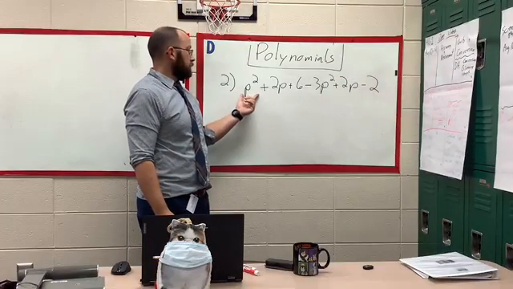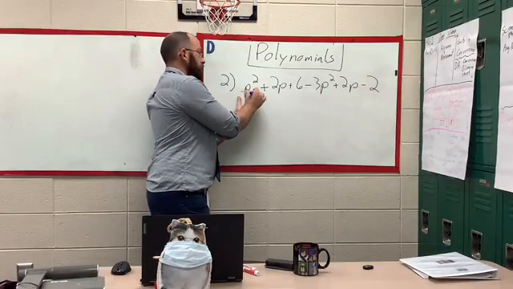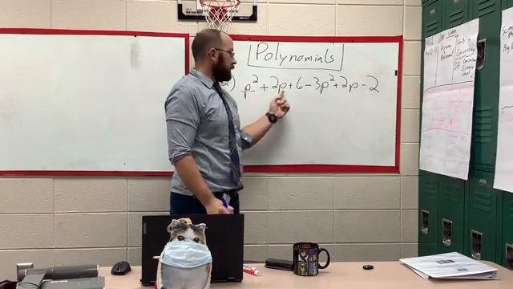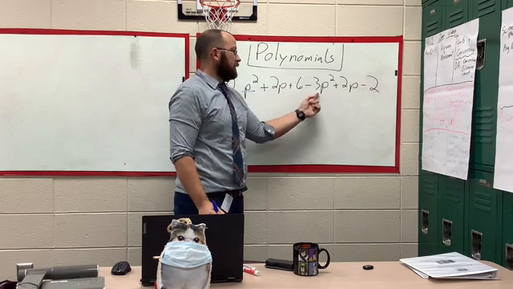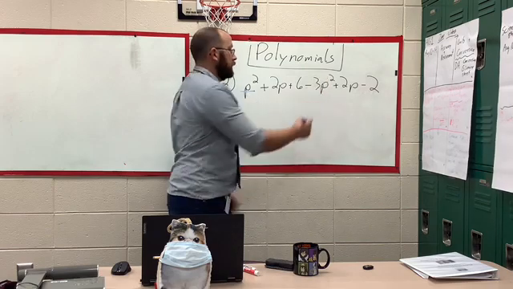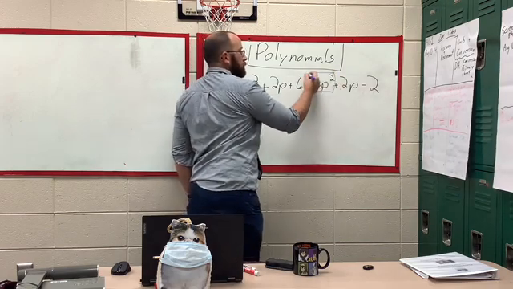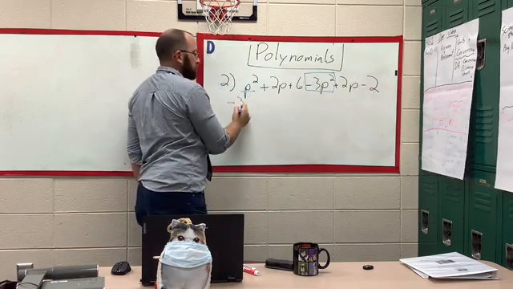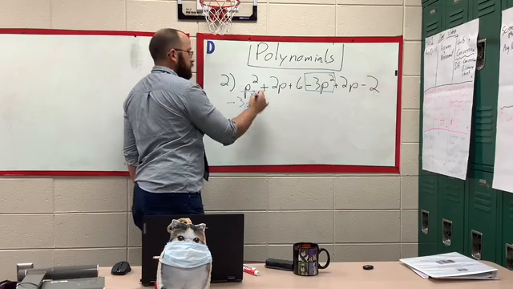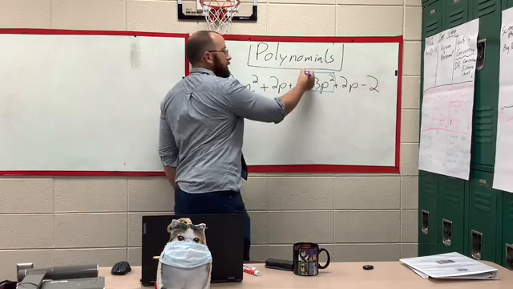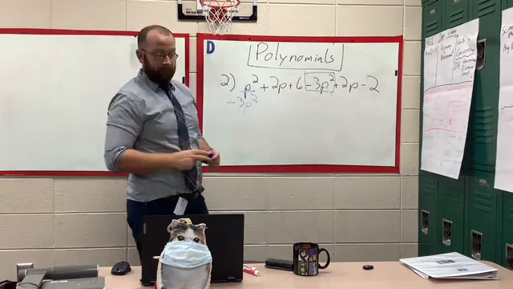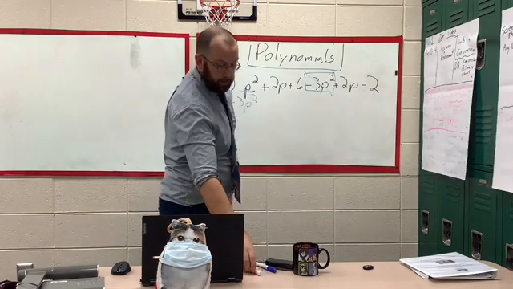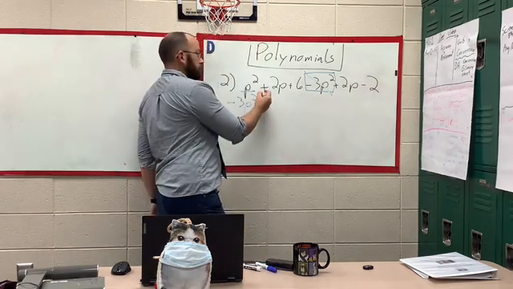P squared, or p to the second power. Do I have another p to the second power anywhere? No, that's p to the first. That's a constant. P to the second power. I'm going to put a box around the whole thing so I don't mess it up. So -3p squared. And then I cross it out. All right? Do I have any more p squared? No, I do not. Move on to the next one.